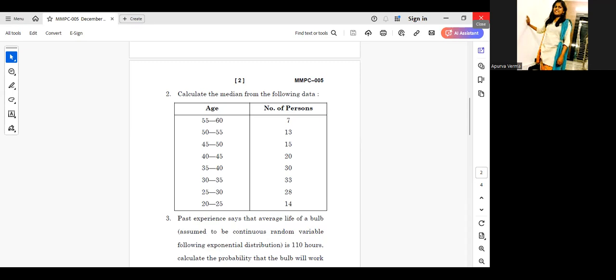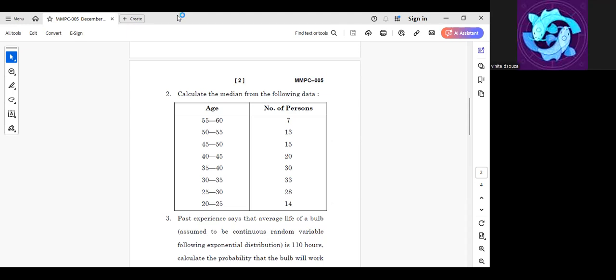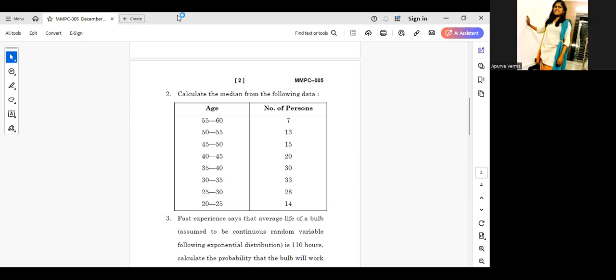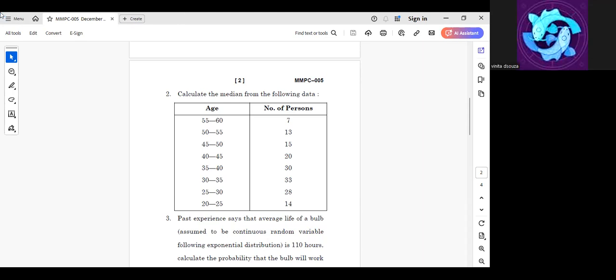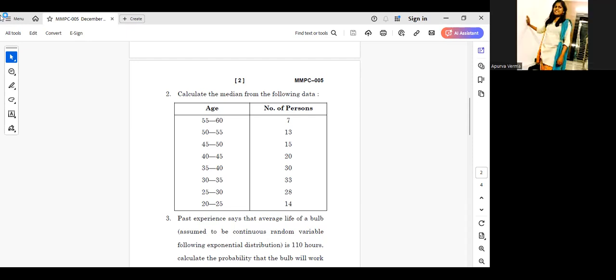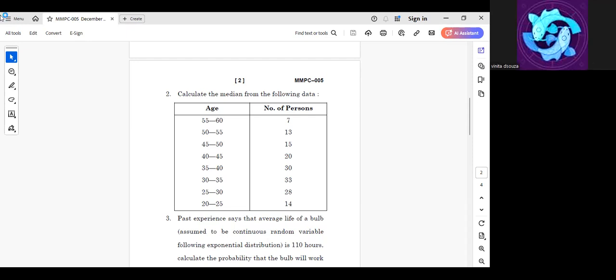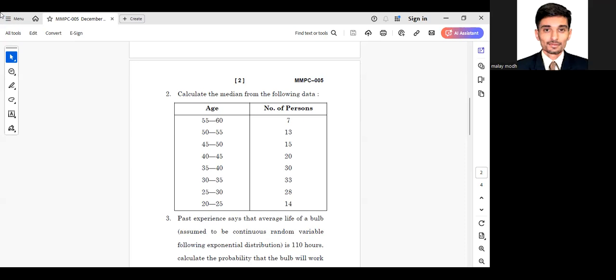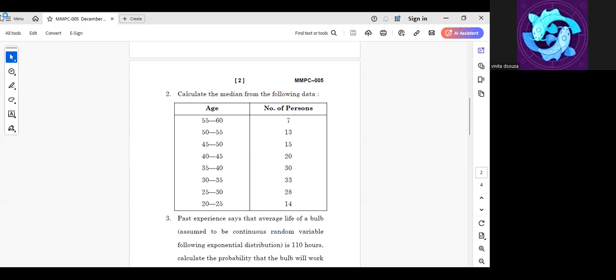Can you tell the values you have used? 35 is the lower value, plus n by 2 is 80. Preceding cumulative frequency is 75, it's minus 75. Divided by 5, and the frequency is 30. No, frequency I missed, 160. One minute, I'll calculate.